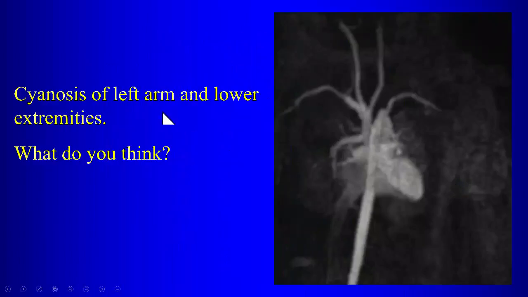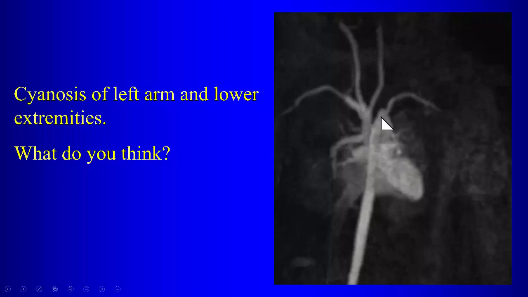This patient has cyanosis of the left arm and the left lower extremities, and there's an MRA for this patient. Any thoughts? The left subclavian is like not contiguous. Yeah, so where is the discontinuity? The discontinuity is in what structure here? In the aortic arch, right? So it doesn't seem to be connected here to the ascending aorta, right?